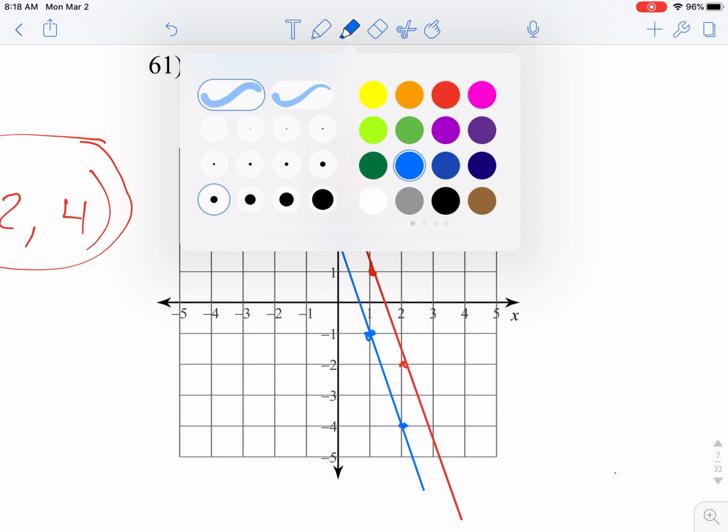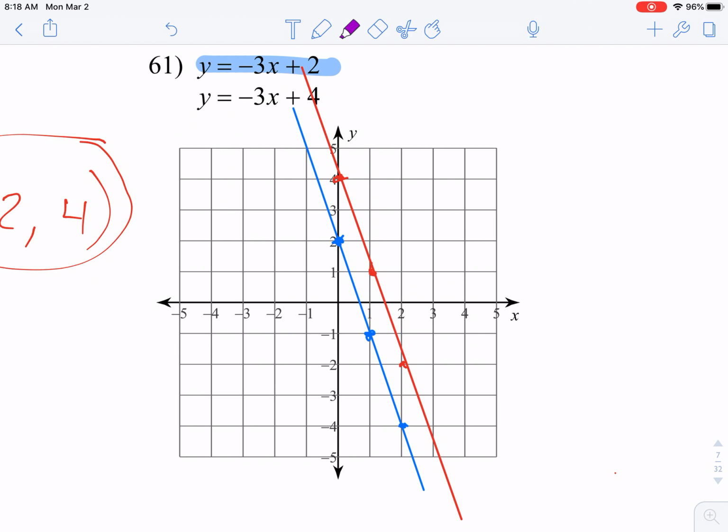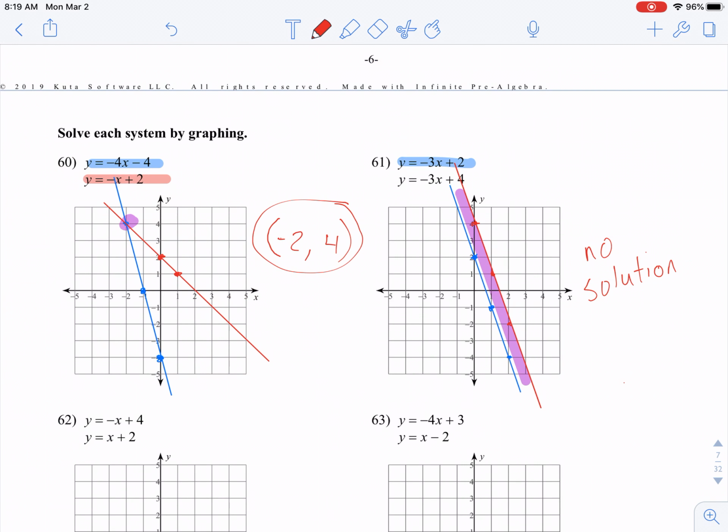In fact, what should happen is they should turn out to be parallel lines. And so when this happens, it means they never touch each other because they're always going to be the same distance apart. So this would be no solution. You can only have a solution when they touch each other. So in this case, it's no solution. When they only touch once, you have an ordered pair.